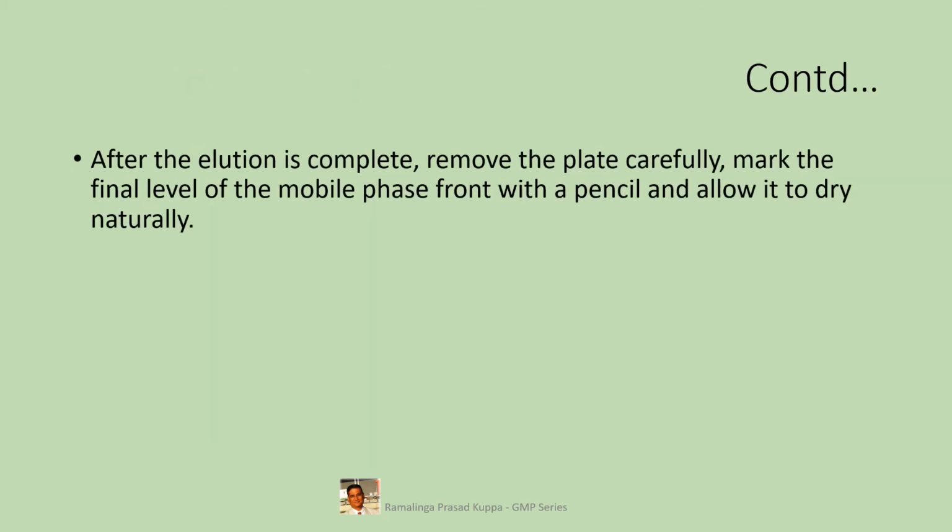After the elution is complete, remove the plate carefully. Mark the final level of the mobile phase front with a pencil and allow it to dry naturally. After the completion of elution, the plate should be removed carefully. Mark how much the mobile phase front moved with a pencil and allow it to dry naturally. This is required to measure the RF values of each spot.